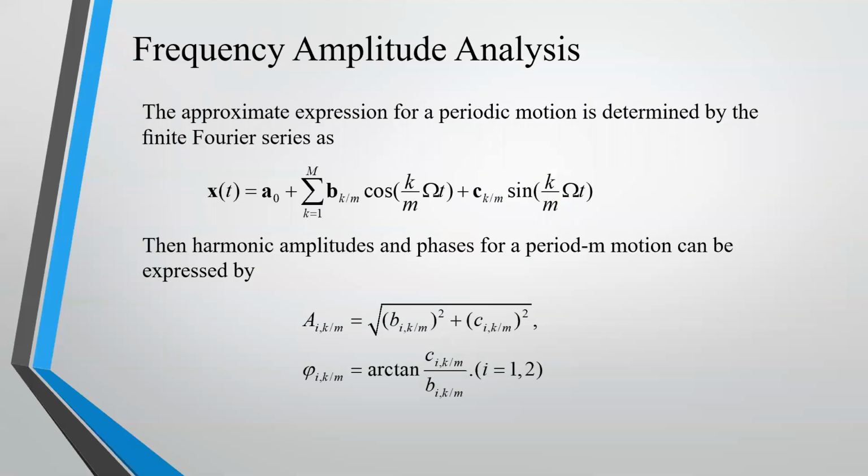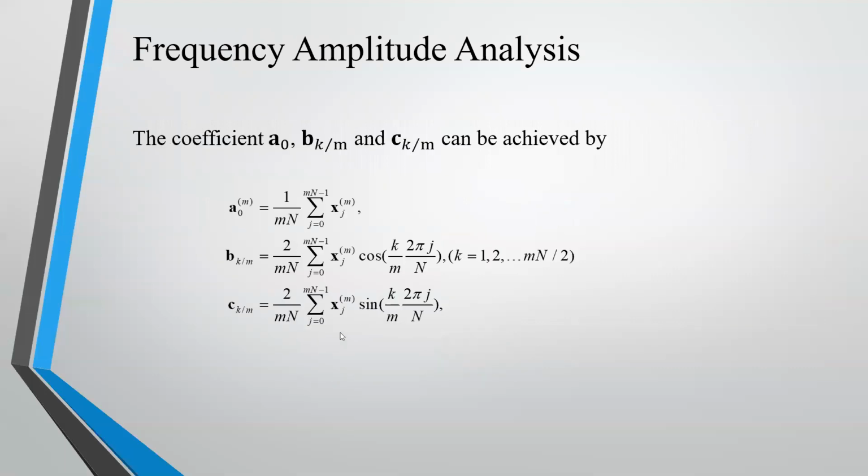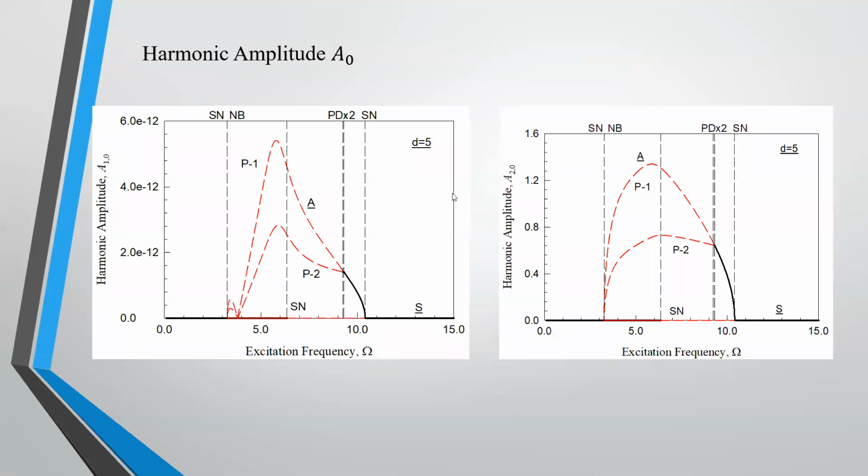The approximate expression for periodic motions is determined by the finite Fourier series, as shown in this function. Then the harmonic amplitude and the phases for periodic motions can be expressed this way. We get the amplitude and phases, the frequency A0, BK or M, and CK or M, which can be achieved by these three equations. And here we show the harmonic amplitude A0.